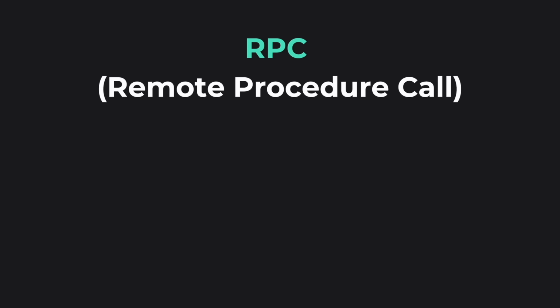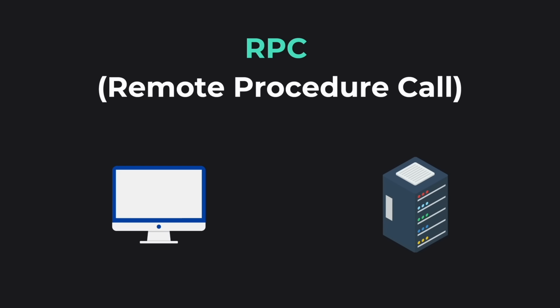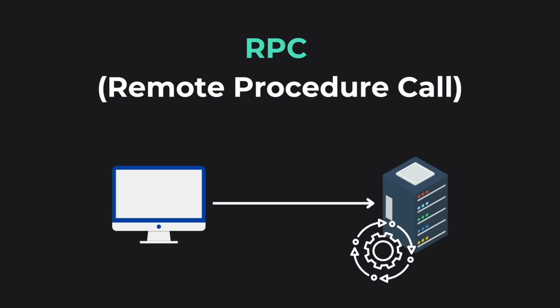Let's also talk about RPC, which is a protocol that allows a program on one computer to execute code on a server or another computer. It's a method used to invoke a function as if it were a local call, when in reality the function is executed on a remote machine. So it abstracts the details of the network communication, allowing the developer to interact with remote functions seamlessly, as if they were local to the application.